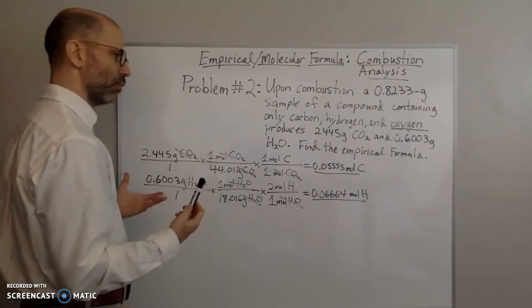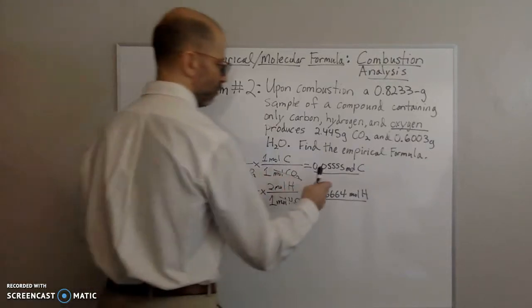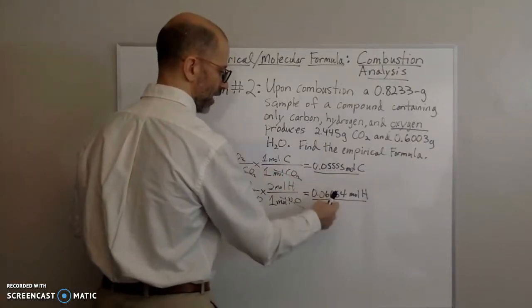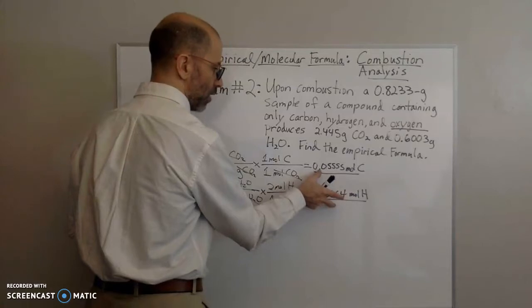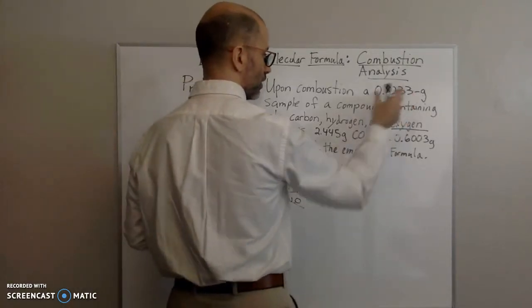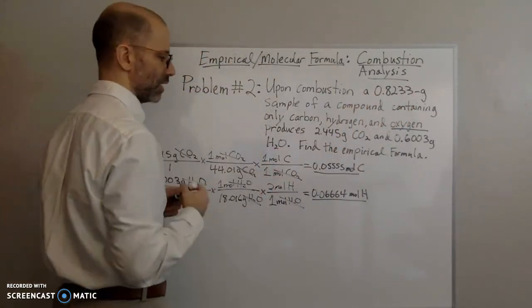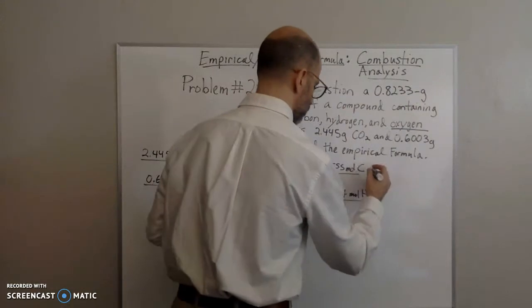So how are we going to find the moles of oxygen? Well, if we can get the grams of these guys and subtract the gram amounts from the original amount, then whatever's left over has to be the oxygen. So we have to convert to grams.